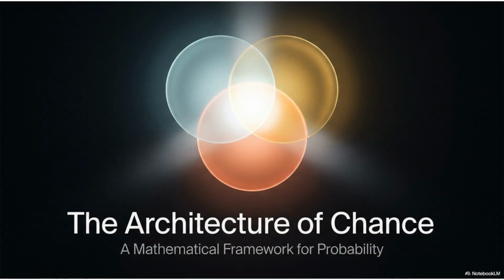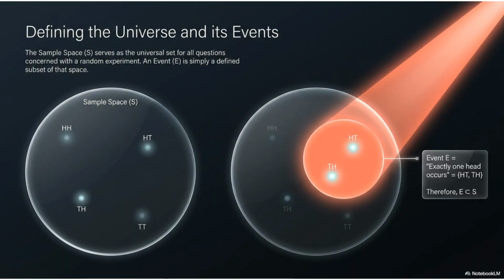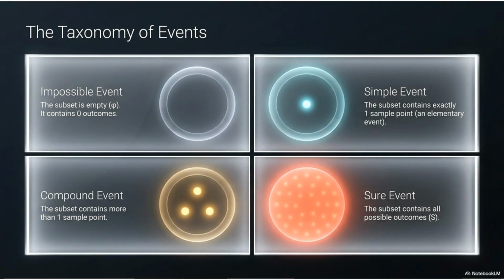Welcome to this video on the architecture of chance. We begin by defining the sample space, which is the universal set of all possible outcomes for an experiment. An event is simply a subset of that space. Events have a taxonomy. We can have an impossible event with no outcomes, a simple event with one point, a compound event with multiple points, or a sure event containing all outcomes.